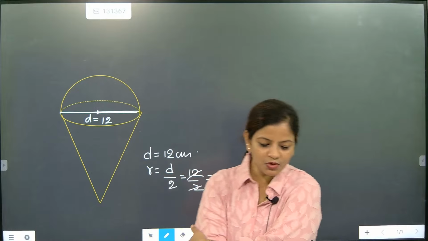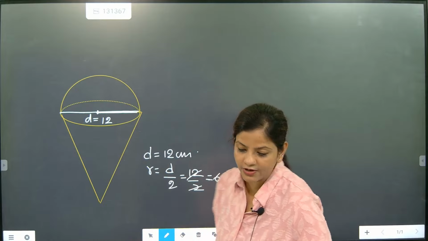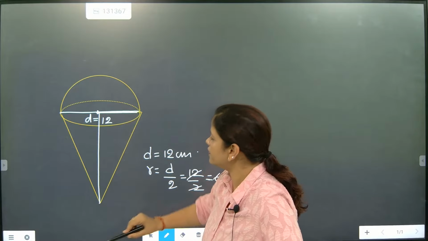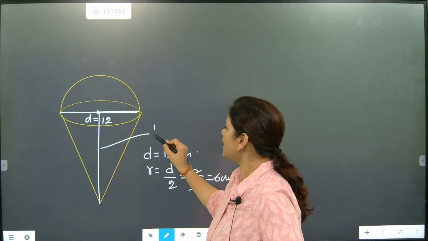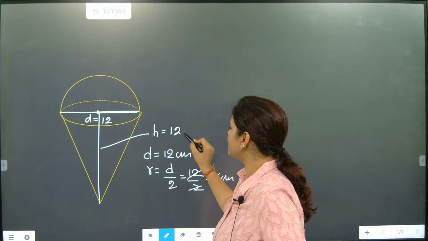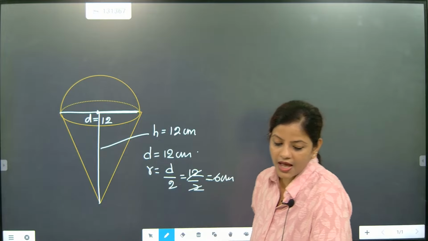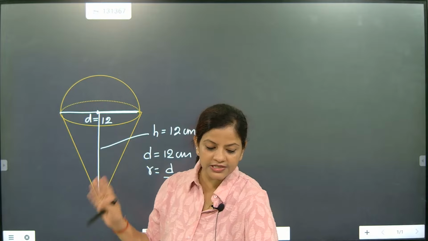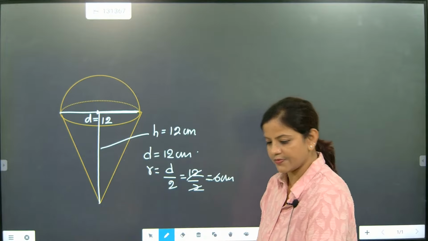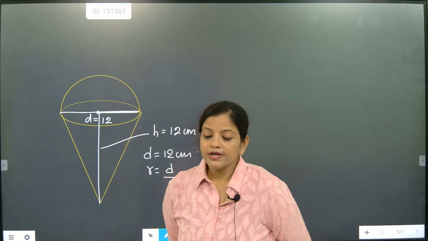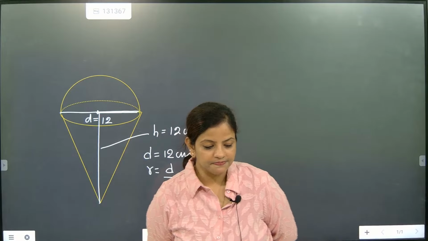The ice cream is to be filled in a cone. You know what the height of the cone is? This is exactly the height of the cone. The height of the cone is given as 12 centimeter and diameter 6 centimeter, having a hemispherical shape. Correct? Done?